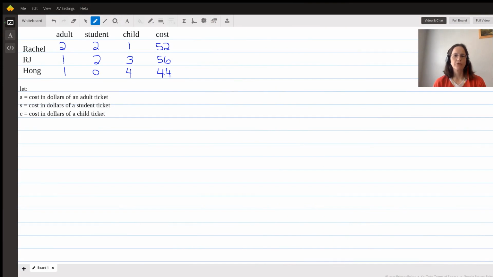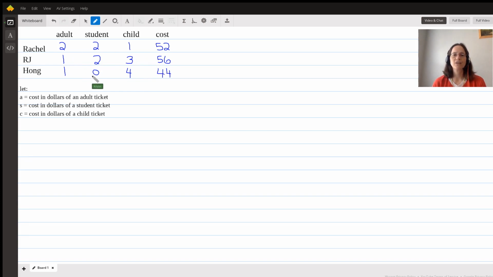In this problem, we're told about some people who are buying tickets to a concert. And they tell us that Rachel bought 2 adult tickets, 2 student tickets, 1 child ticket, and it cost $52. RJ bought 1 adult, 2 student, 3 child, and it cost 56. And then Hong bought 1 adult. It doesn't mention students, so 0, and then 1 child ticket for a cost of $44.